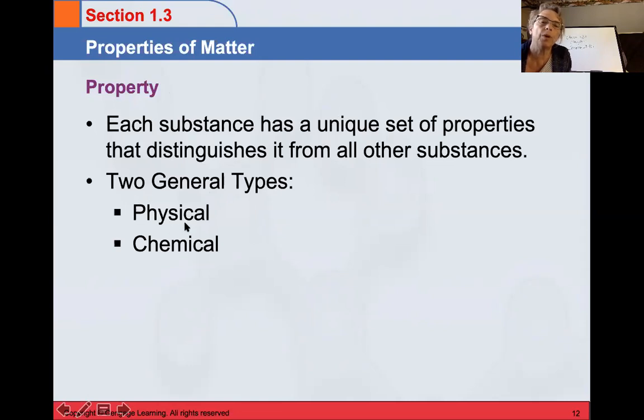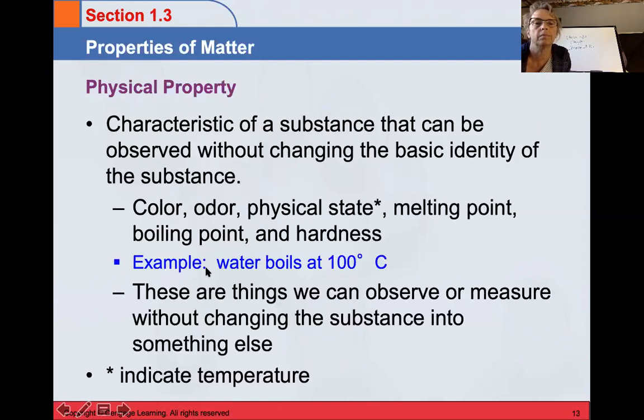Properties can be physical properties or chemical properties. And we're going to look at both physical and chemical properties and see how we use them to distinguish one type of substance from another. A physical property is a characteristic that a substance has that we can observe without changing the basic identity of that substance. We can observe a physical property without changing the substance into something else. And you'll see why this is important in the next slide when we talk about what a chemical property is.